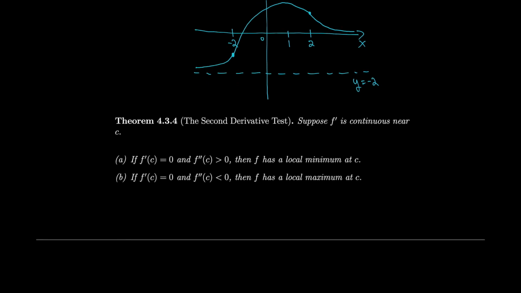Suppose the second derivative is continuous near c. Then, if the derivative is 0 and the second derivative is positive, we have a local minimum there. If the second derivative is negative when the derivative is 0, we have a local maximum there. So let's do an example of that.